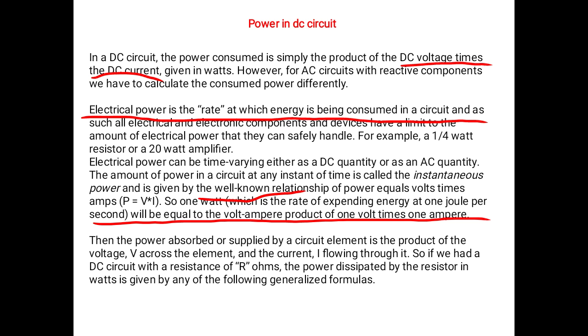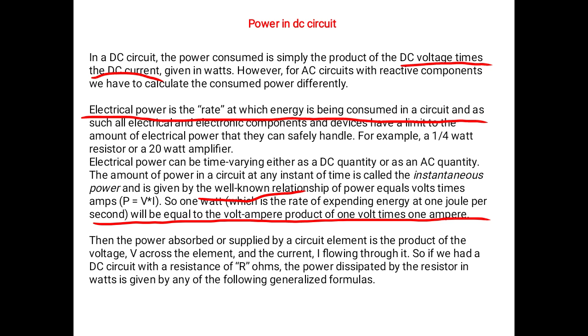So, in this lecture we will study power in DC and AC circuits. In a DC circuit, power consumed is simply the product of DC voltage and DC current, and its unit is watt. For an AC circuit with reactive components, we have to calculate the consumed power differently. It means in an AC circuit, power is not simply the product of voltage and current as in a DC circuit.